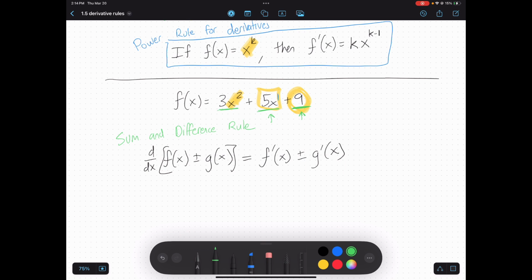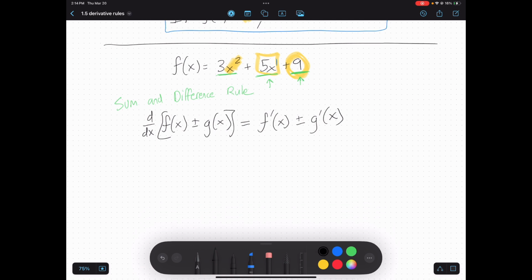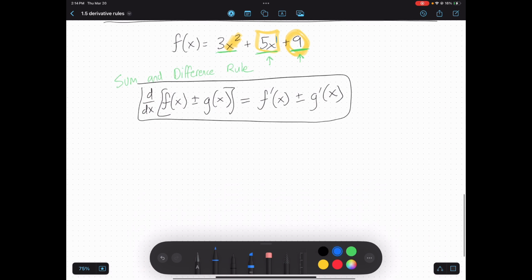And same with this term, I can just focus on each term individually, and when I'm done finding the derivatives, I can then add them all together. So that's the sum and difference rule. The next rule that I'm going to talk about is called the constant multiple rule.